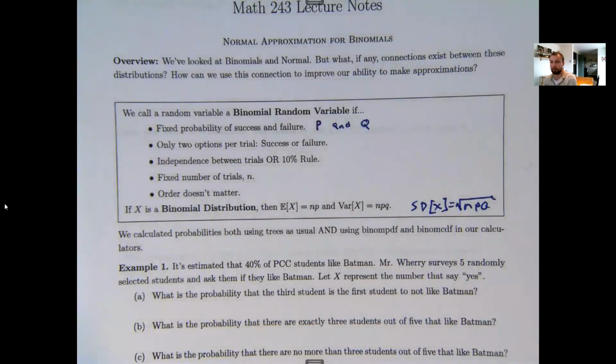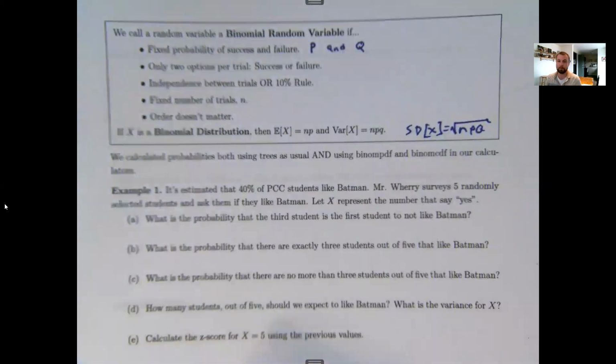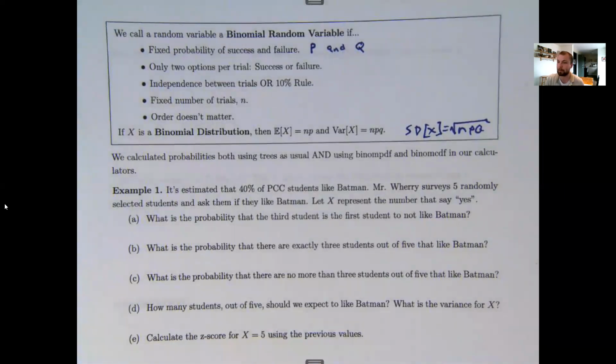So here's an example, and we're just going to try what we know so far. I'm going to use GeoGebra a little bit to get some of these probabilities. Suppose that it's estimated that 40% of PCC students like Batman. I go out and do a survey of 5 randomly selected students, and I ask them, do you like Batman? X is the number of people that say yes in response. The first one: what is the probability that the third student is the first to not like Batman?